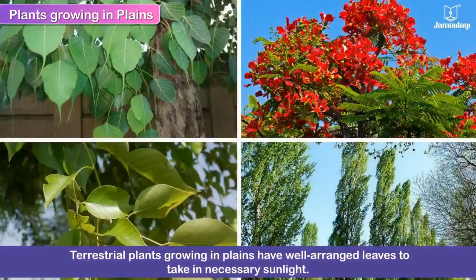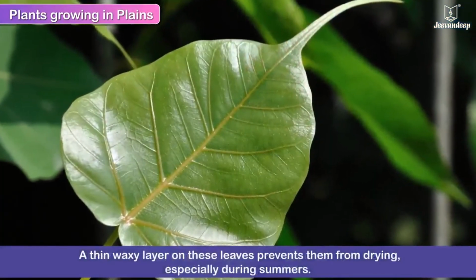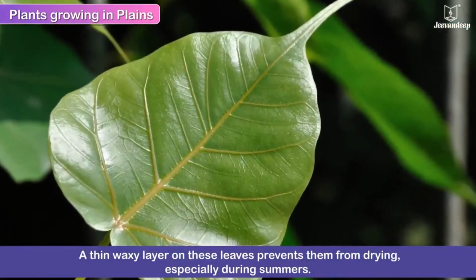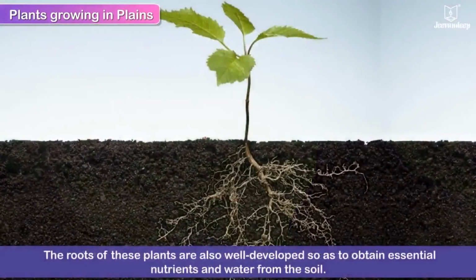Terrestrial plants growing in plains have well-arranged leaves to take in necessary sunlight. Also, a thin waxy layer on these leaves prevents them from drying out, especially during summers. The roots of these plants are also well developed so as to obtain essential nutrients and water from the soil.